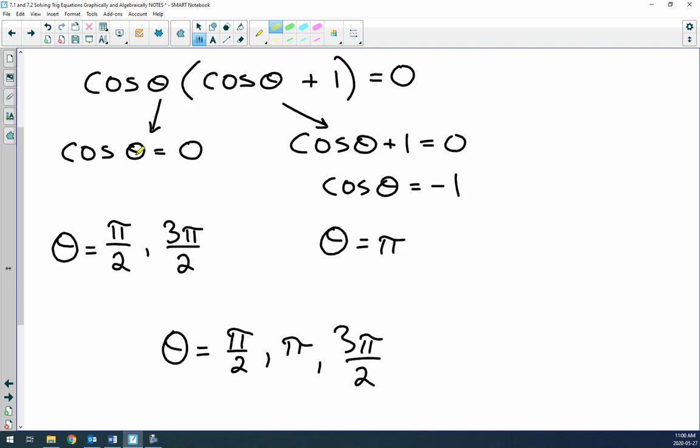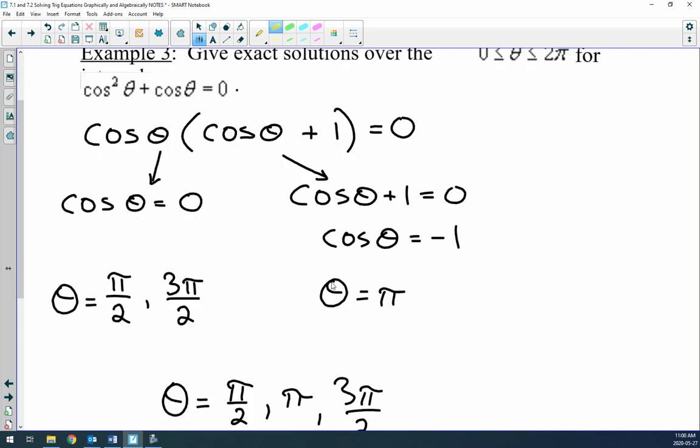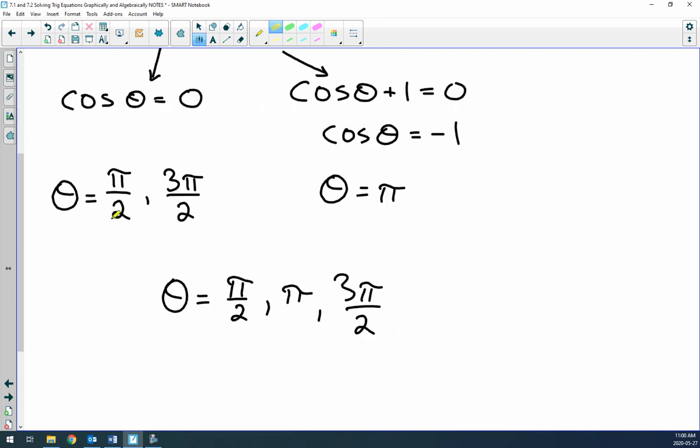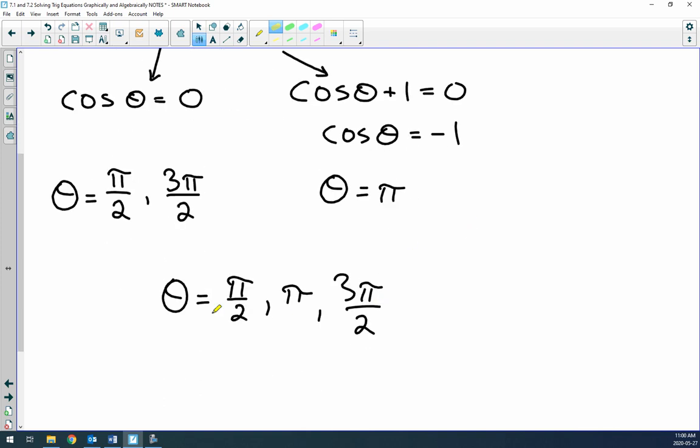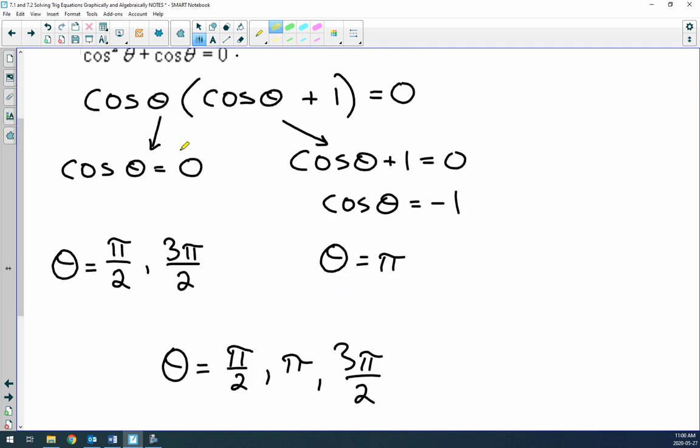So cos is 0. Where is cosine 0? Now, if you remember, this is in radians, so don't do it in degrees. You can think of degrees if you want, and then change it back with 90 and 270. Whereas cos equals negative 1, that's just pi, basically the 180. So our final answer is all 3 of those together. So again, break it down into its pieces, and then use your unit circle and figure out where the answers are going to be.